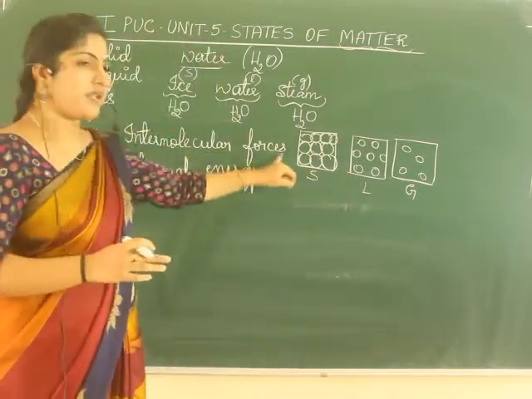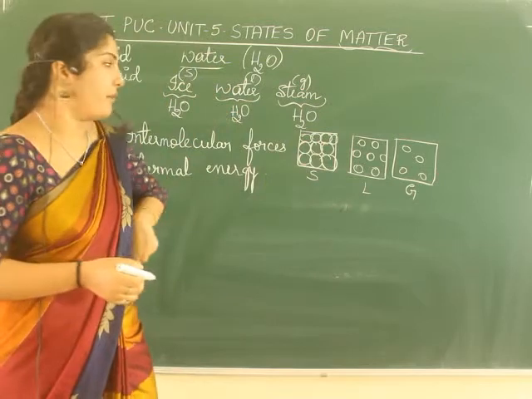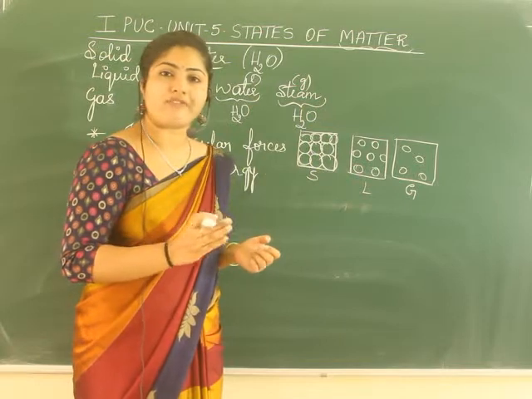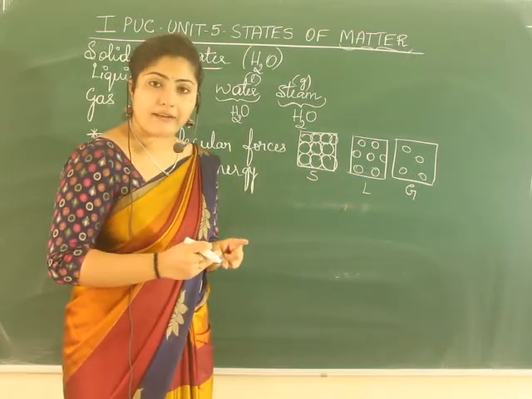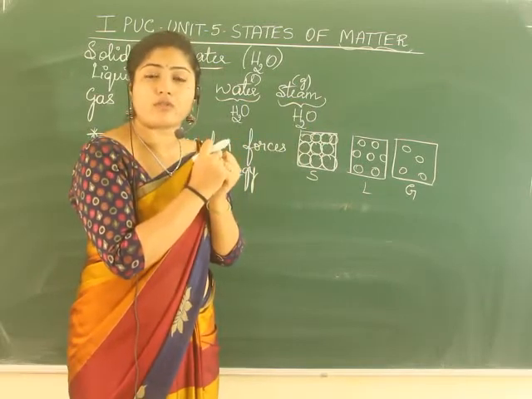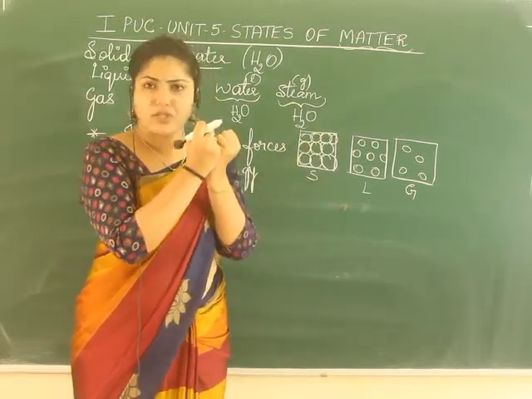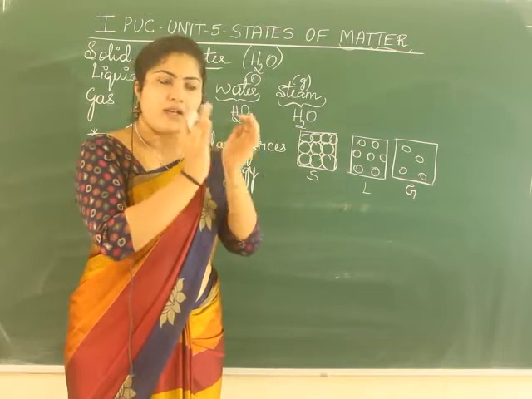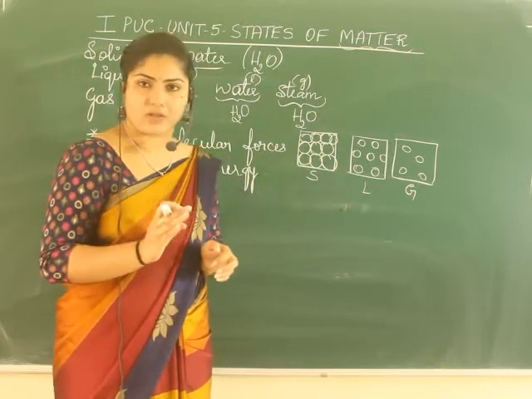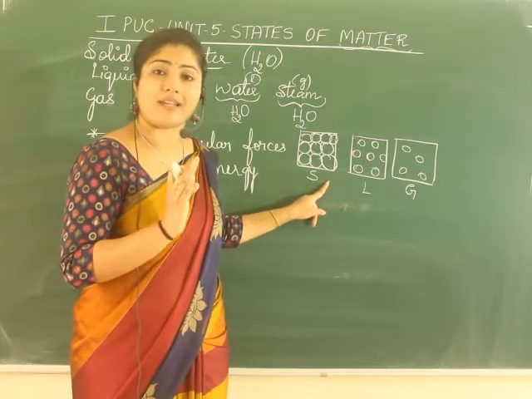Now, how does it matter with intermolecular forces? See, for example, these are the atoms or molecules I have drawn now. They are close to each other. That means, how do you say whether the intermolecular forces are high or low? Intermolecular forces are high. Because the intermolecular force of attraction is very high, the molecules are very close to each other. So you see a regular arrangement, a proper arrangement of atoms or ions or molecules. Here, intermolecular force of attraction is high.